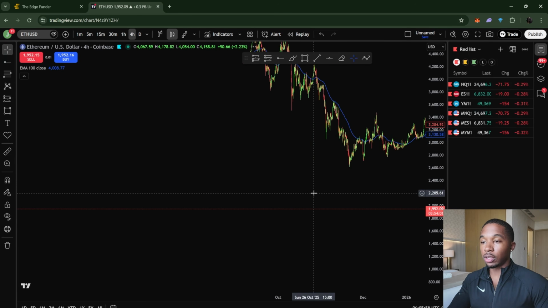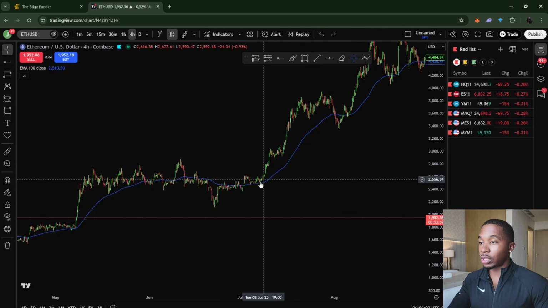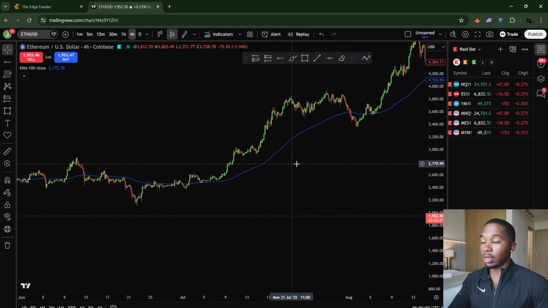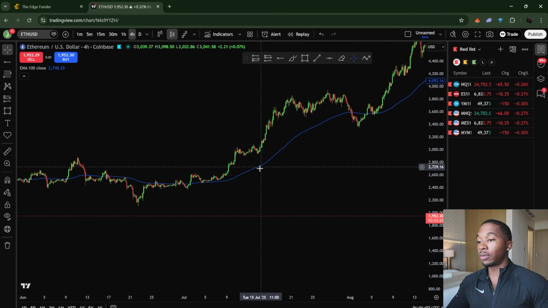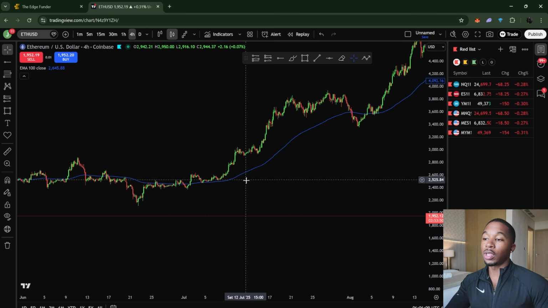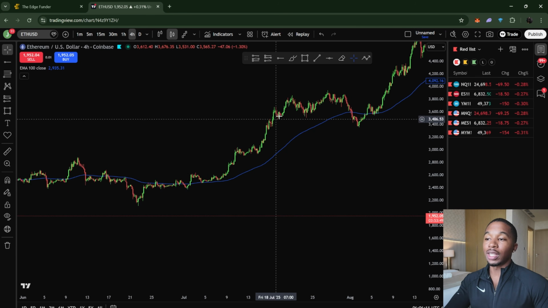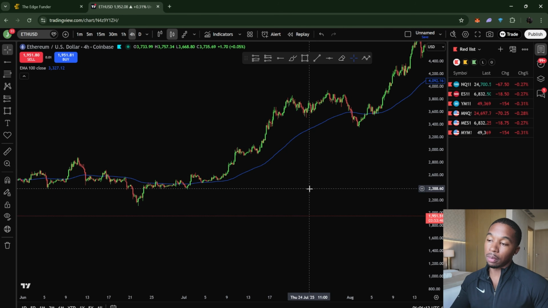Now, same thing vice versa. Remember, the EMA is telling us the average of where price has been. If our candlesticks are above the EMA, meaning it's above the average of where price has been, we're in an uptrend. So we should be looking for buys.